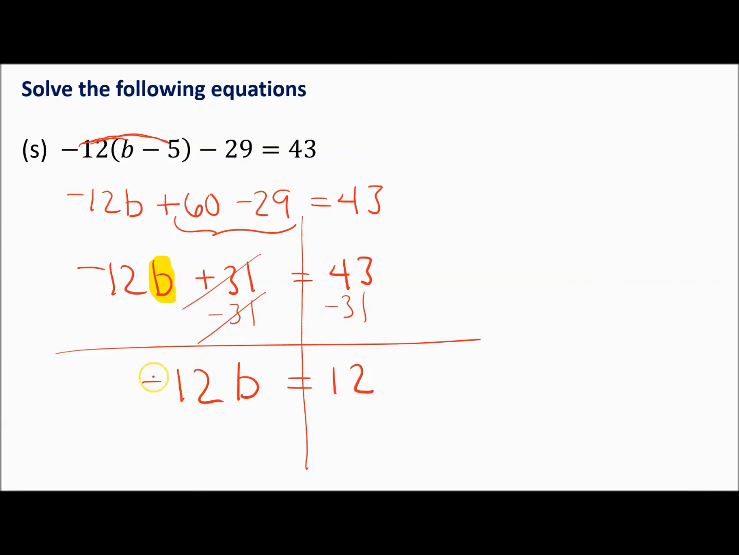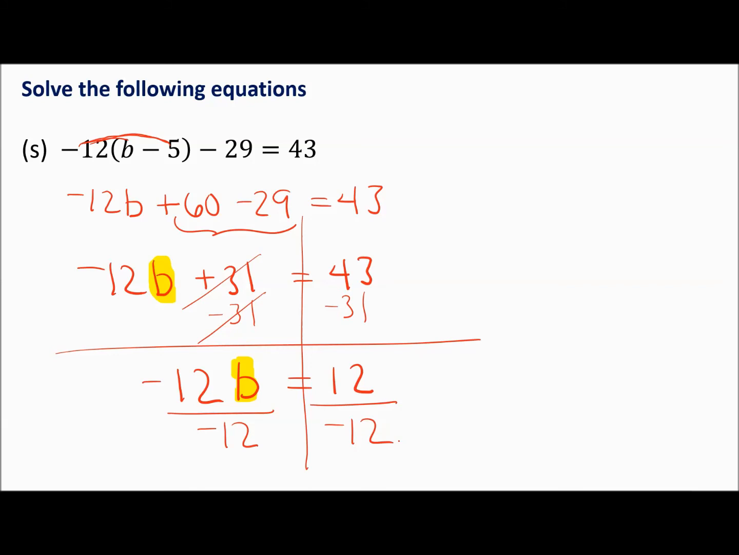Now, I got to remove this negative 12. How do I do that? Well, again, ask yourself, what's happening to this b right here? Well, it's being multiplied by negative 12. What's the opposite of multiplying by negative 12? You guessed it, divide by negative 12. If I divide by negative 12 on the left, I must divide by negative 12 on the right.